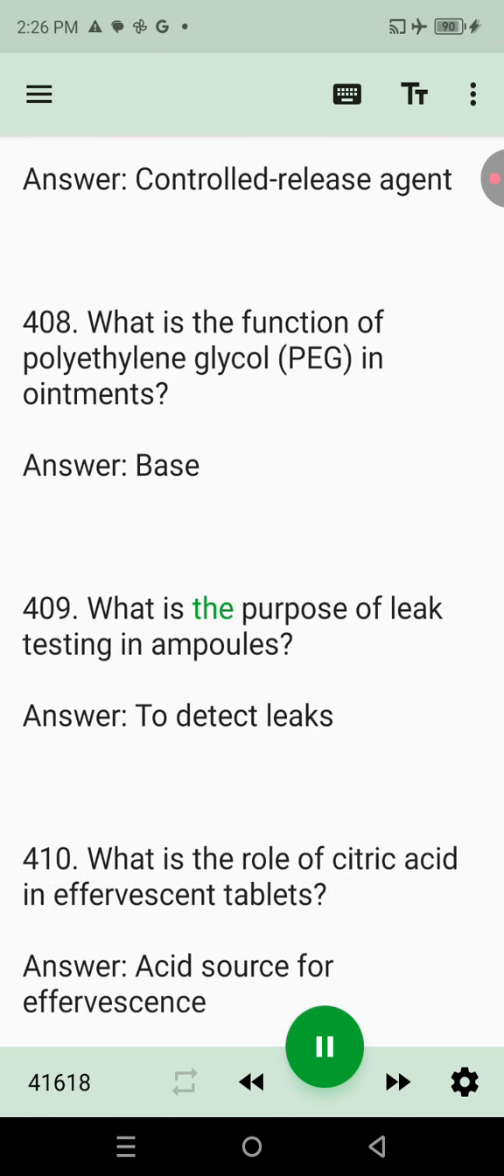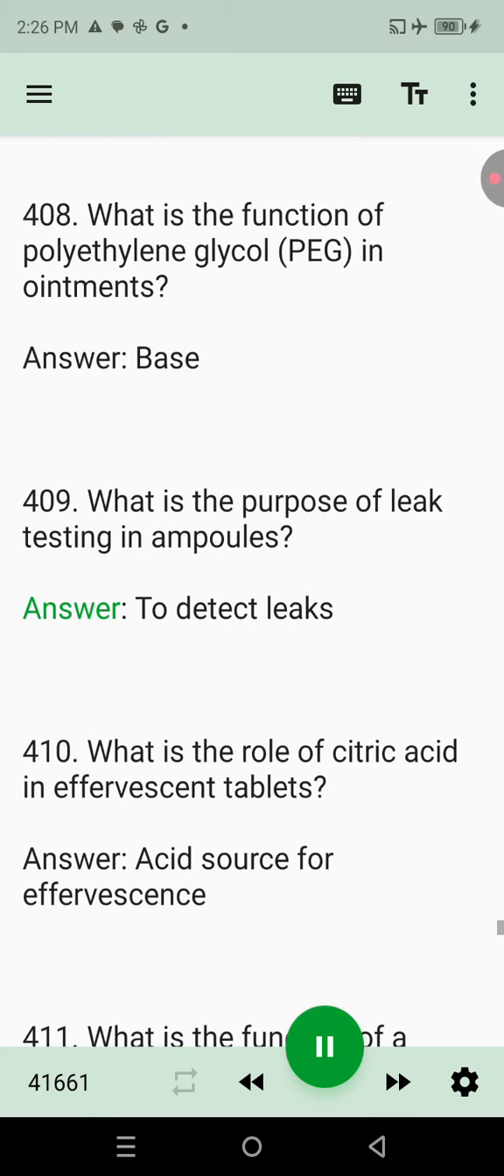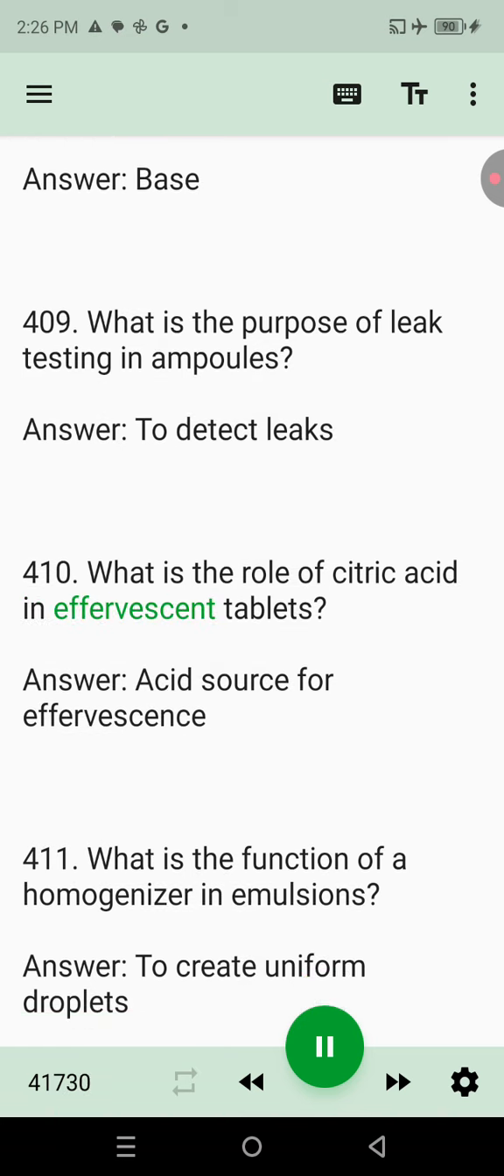409. What is the purpose of leak testing in ampules? Answer: to detect leaks. 410. What is the role of citric acid in effervescent tablets?